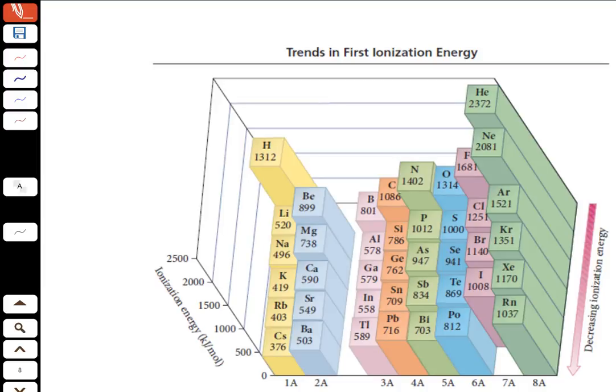What about the general trend going top to bottom? What do we see there? As you go down a column of the periodic table, what happens to the ionization energy? Decreases. Everybody see that? As you go from, let's say, whatever, pick a column, hydrogen, lithium, sodium, potassium, rubidium, cesium, the numbers go down. So what explains that? The orbitals, yes. How?